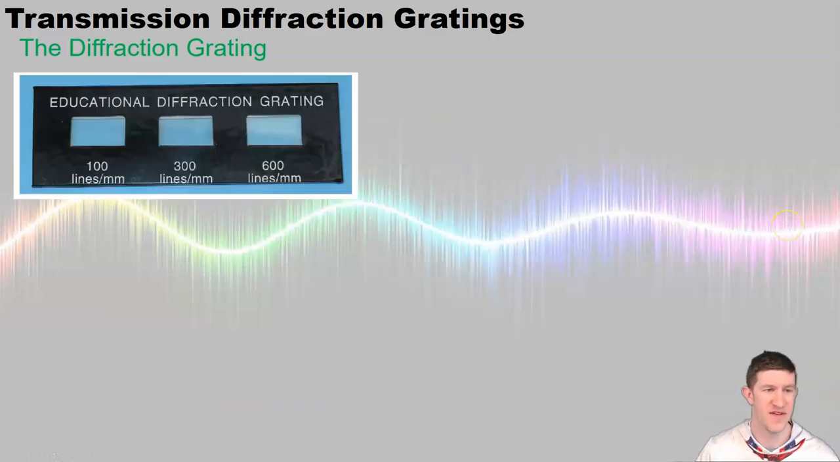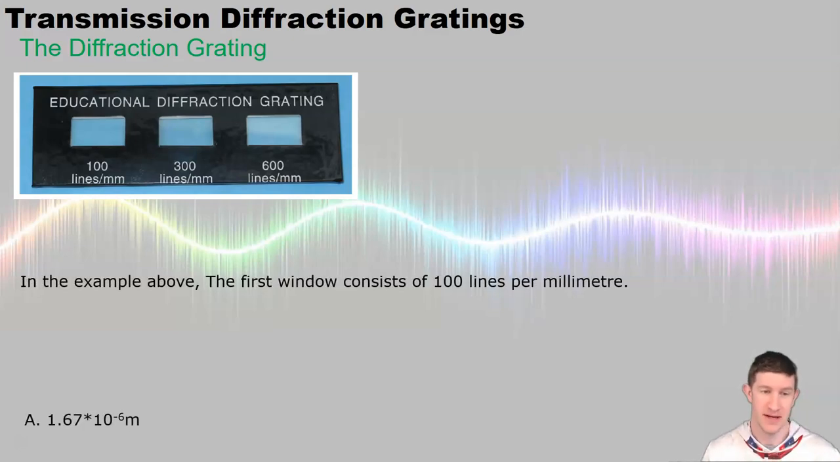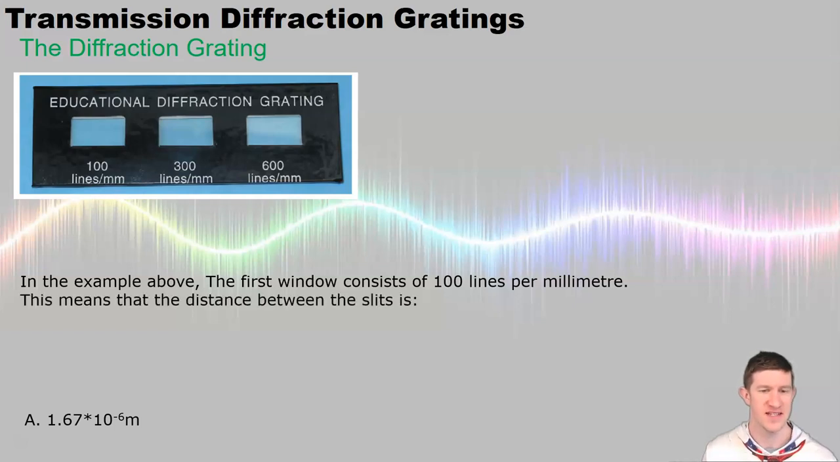An example of a diffraction grating is shown here. I'm giving you the answer above. In this example, the first window consists of 100 lines per millimeter. So there's 100 little scratch lines for every single millimeter. This means that the distance between the slits is 1 millimeter divided by 100 lines, and I get 1 times 10 to the minus 5 meters as my distance between slits.